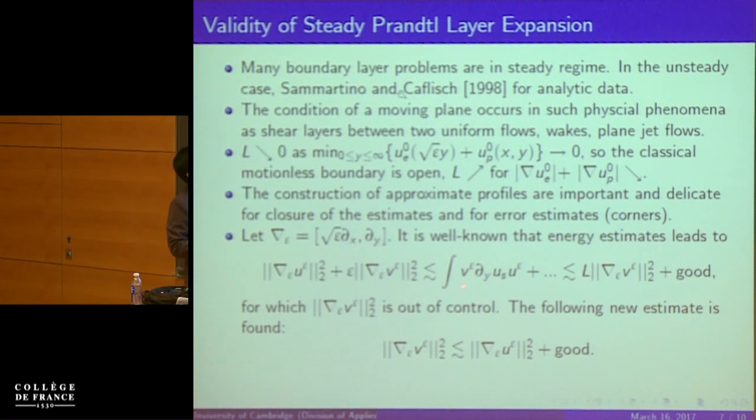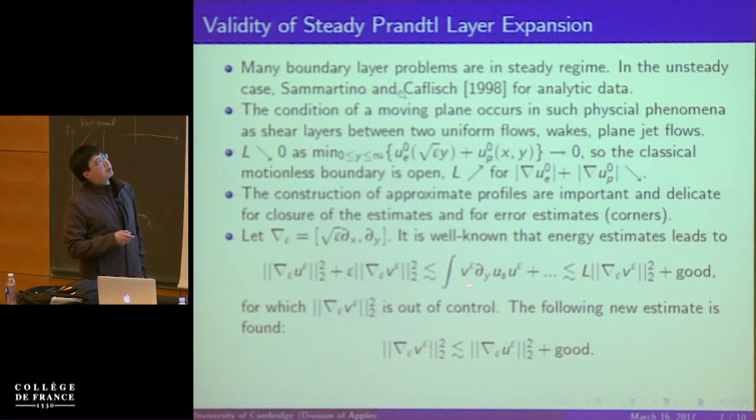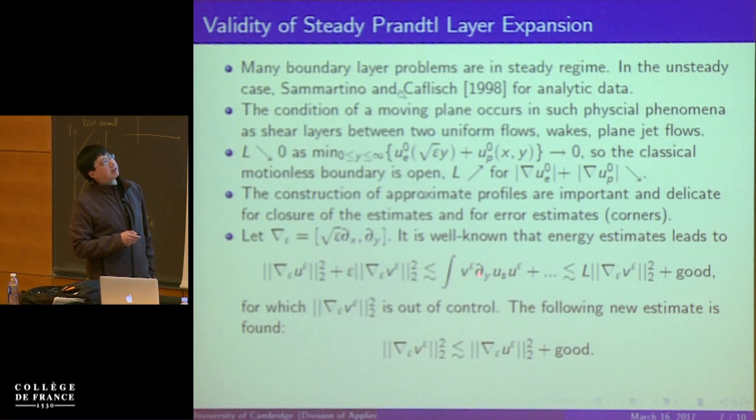Unfortunately, if you look at the right-hand side, this is coming from the convection terms, so it depends on the profile here. U is more or less a combination of the Euler plus the Prandtl. This is an order 1 quantity. Now you want to control this by the left-hand side in order to close your estimate. You can see that the U part is okay because at least I have Uy of order 1.